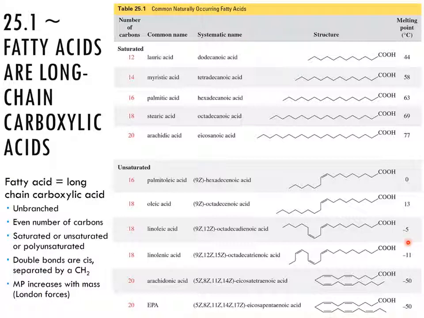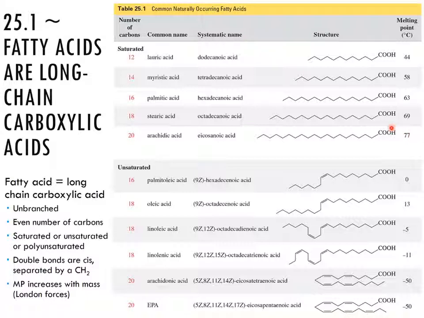And then the other thing we want to look at on this chart are the melting points. So within our saturated fatty acids, the larger the structure, the higher the melting point. And this goes back to intermolecular forces, goes back to Chem 1A. When a molecule has that longer chain, it's going to have more surface area, so it's going to have stronger London forces, which means a higher melting point.